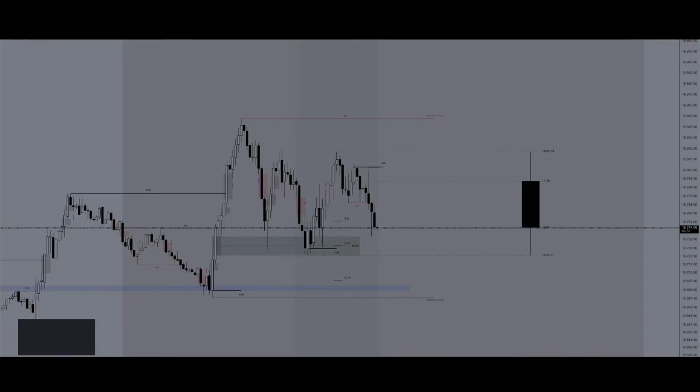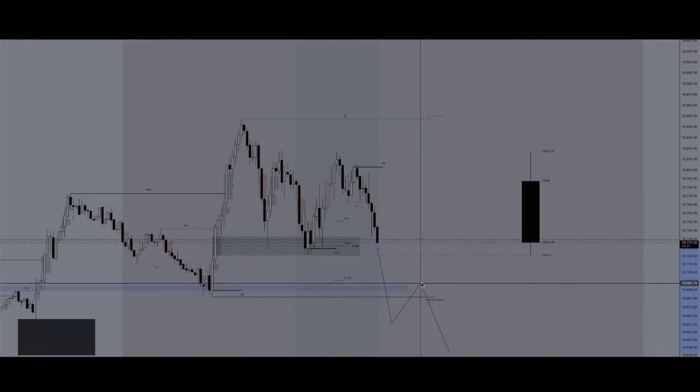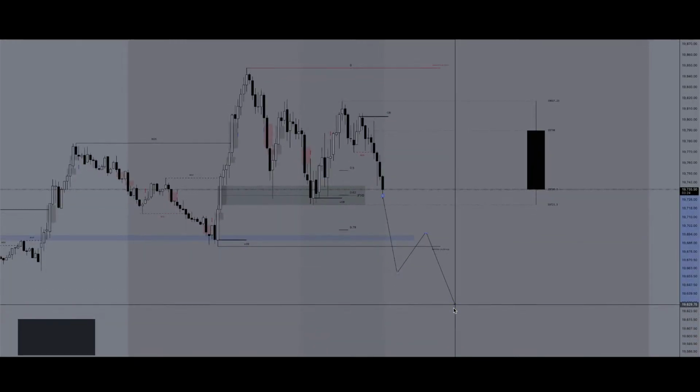But at this point, we had a bearish market structure shift, so that's a sign that we may actually continue lower. So if we can get like a move, maybe straight down, something like that, so we can at least get our bread. That'd be pretty nice.